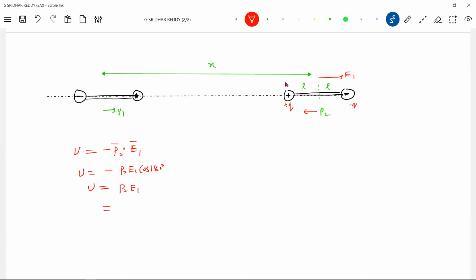Now what is E1? E1 should be equal to 2P1 by 4 pi epsilon naught x cube. So this will become P1 P2 by 2 pi epsilon naught x cube. I know the potential U. Let me differentiate this. dU by dx should be equal to minus 3, this 2, let it be there.